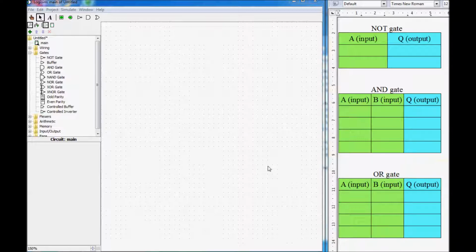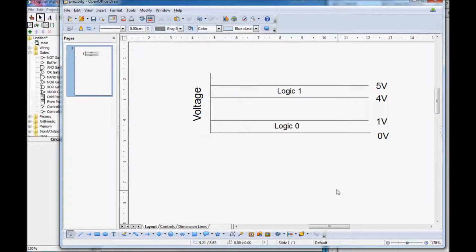But before I start to talk about these gates, I want to talk a little about the logical levels. As we know, in digital electronics we have only logical 0 level and logical 1 level. And I want to explain what those logical levels would be in analog electronics.